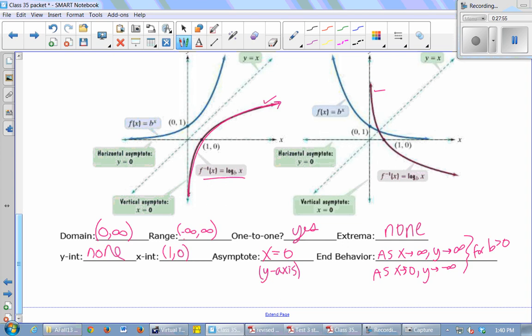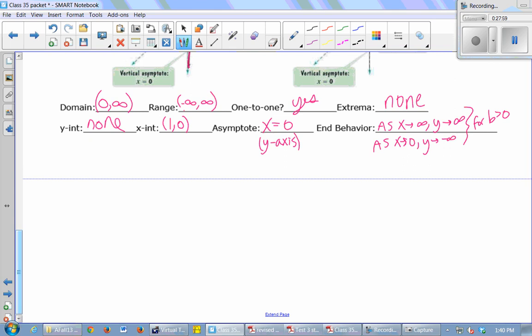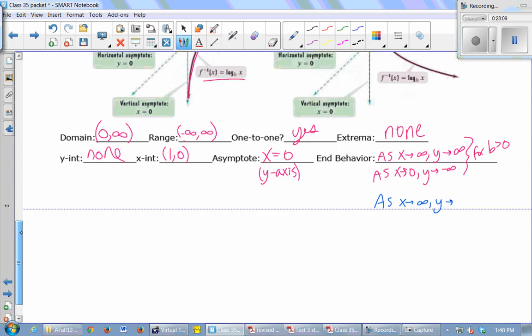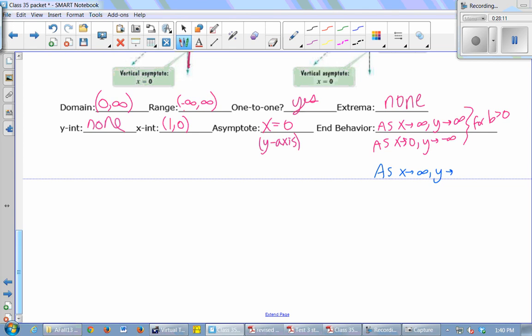When b is between 0 and 1, those switch. So let's write that down. As x approaches infinity, y approaches negative infinity. And as x approaches 0, y approaches infinity. And this is for b's between 0 and 1.